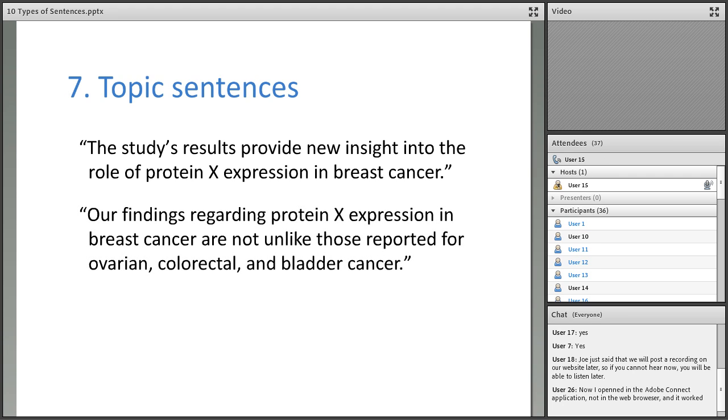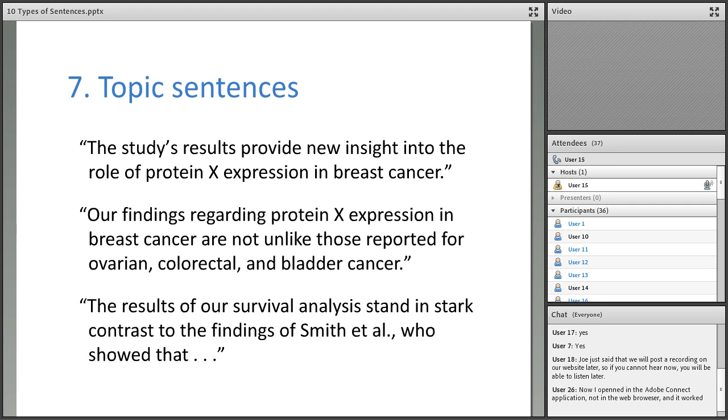Maybe if your study found some similarities across different areas, you might have a sentence like this: our findings regarding protein X expression in breast cancer are not unlike those reported for ovarian, colorectal, and bladder cancer. And that paragraph would go on to summarize those findings and explain what this agreement means.